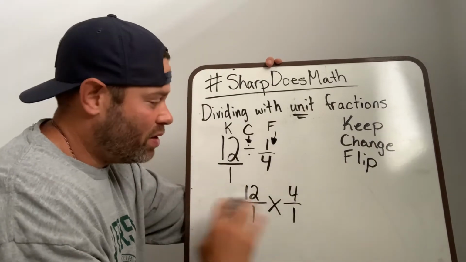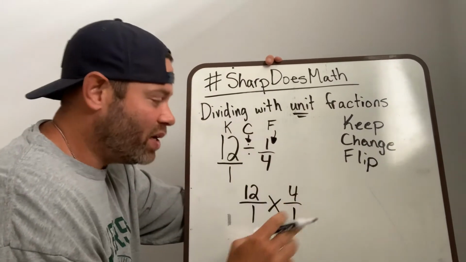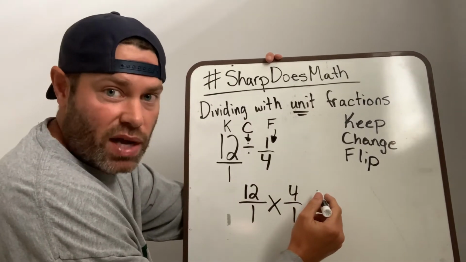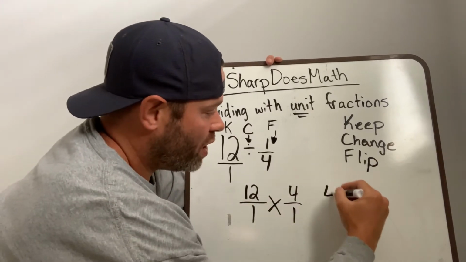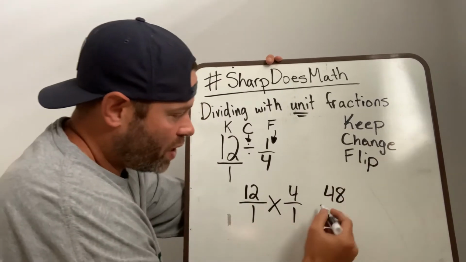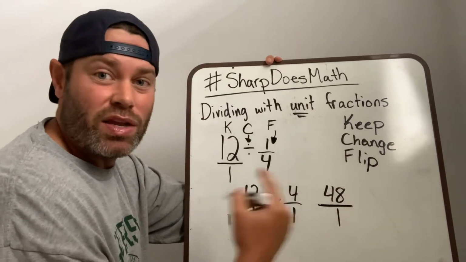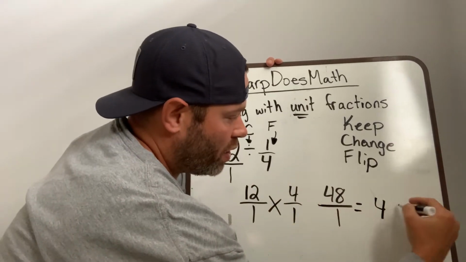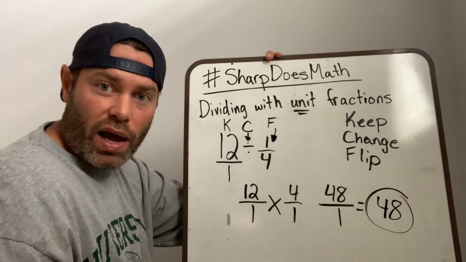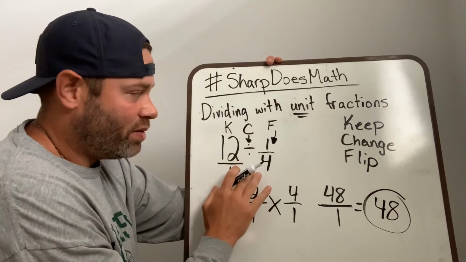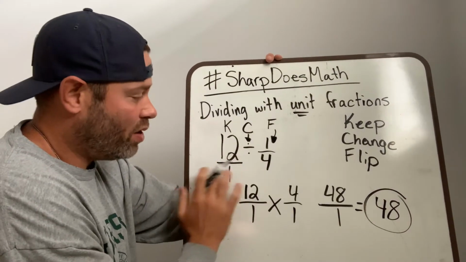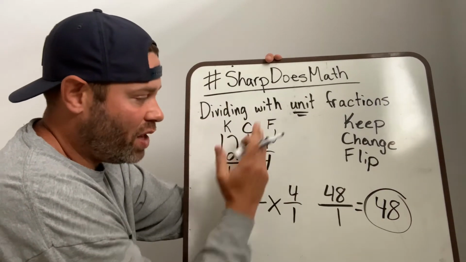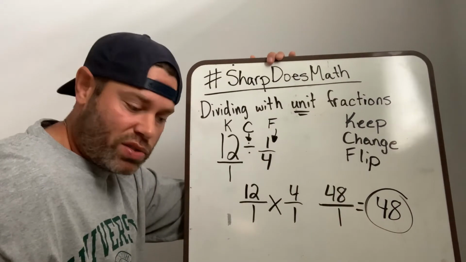Now, it's probably important you watch the last couple videos where we talked about multiplying fractions. First, you multiply the top. So 12 times 4 is 48. Then you multiply the bottom. 1 times 1 is 1. Then you simplify your answer. 48 divided by 1 is 48. And now you got them. So when we divide, we're going to take our whole number and put it over 1, make it into a fraction. We're going to keep, change, flip, and then we just solve as if we're multiplying fractions.